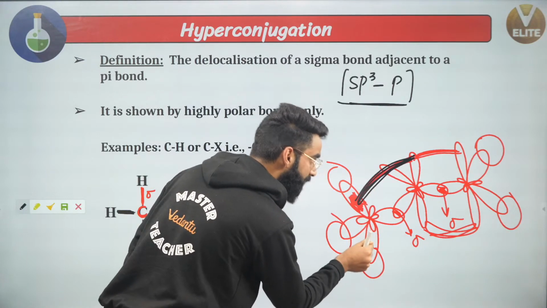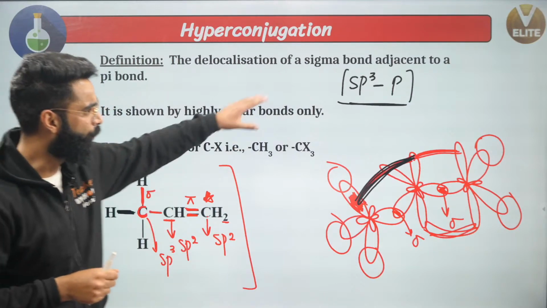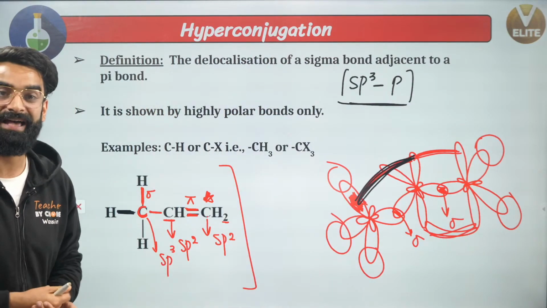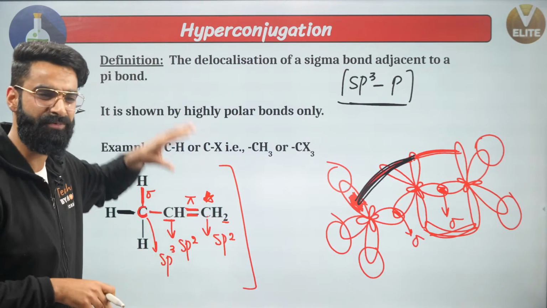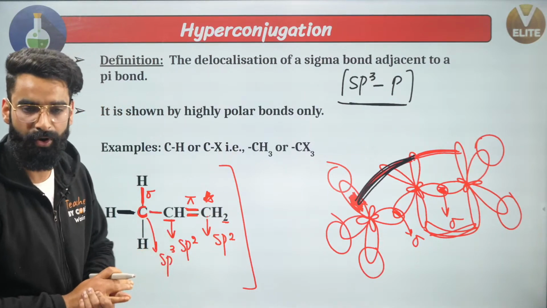Even this sp3 orbital and this pure p orbital are going to overlap, right? Everywhere, whenever you see sp3-p overlap, it's called hyperconjugation. So let me know in the chat box if you got the concept of what this hyperconjugation actually is all about through the valence bond theory approach.